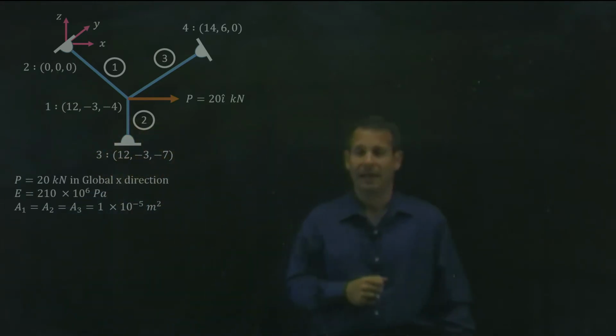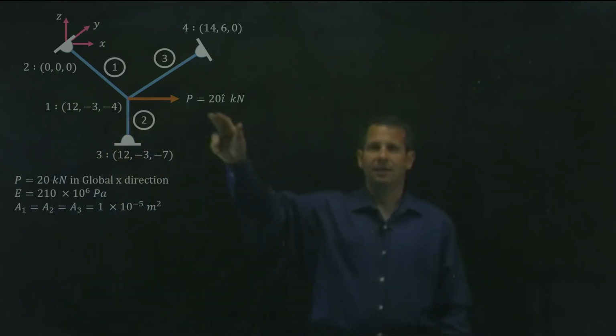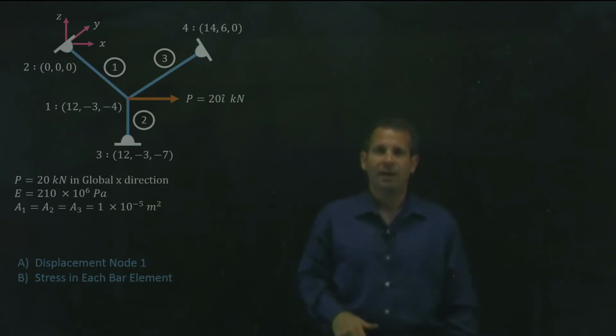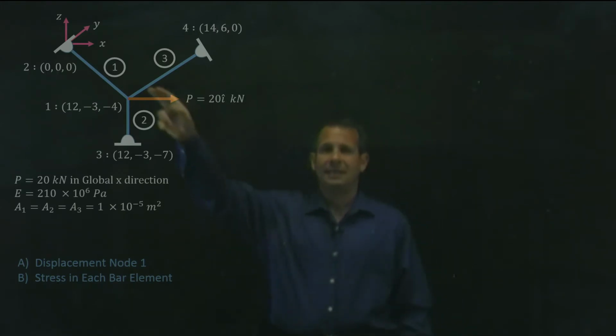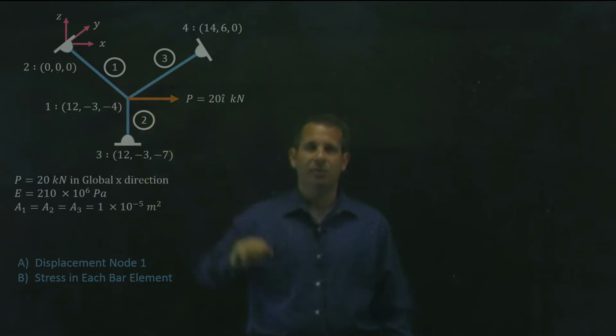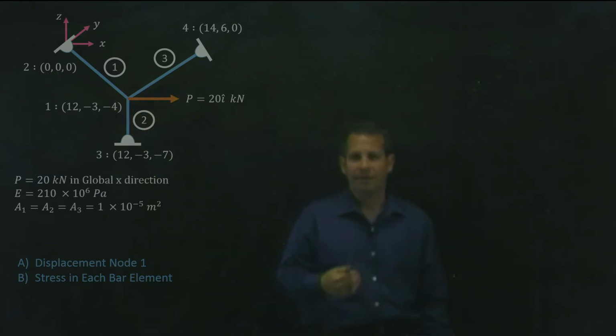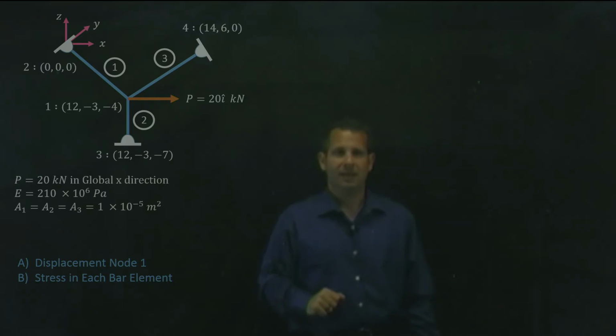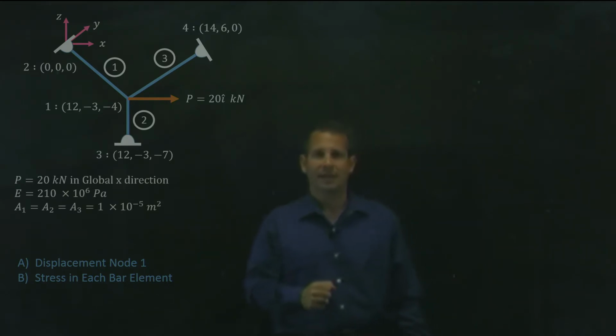What are we asked to find? We're asked to find the displacement of node number 1. Keep in mind, node number 1 exists in 3-dimensional space. It's free to move in all 3 directions. Therefore, I expect its displacement to have an x component, a y component, and a z component.